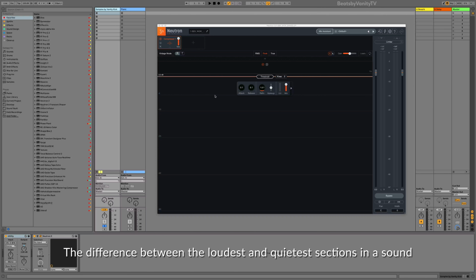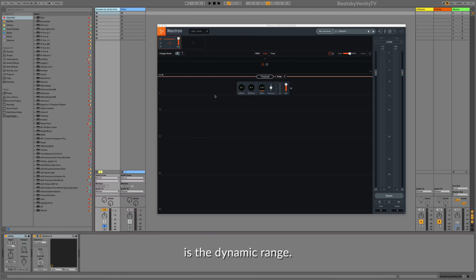The difference between the loudest and the quietest sections in a sound is the dynamic range. A compressor reduces the dynamic range of a signal. It does this by turning down the loudest parts and bringing them closer in volume to the quieter passages. A compressor never makes a sound louder by increasing the gain. It only increases volume as a byproduct of reducing the dynamic range.